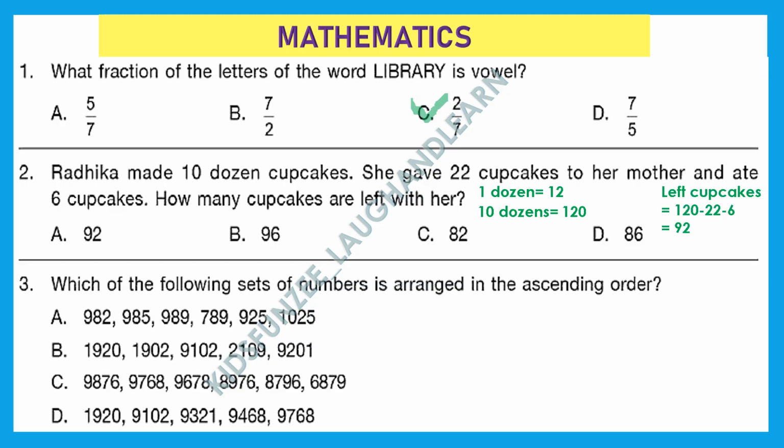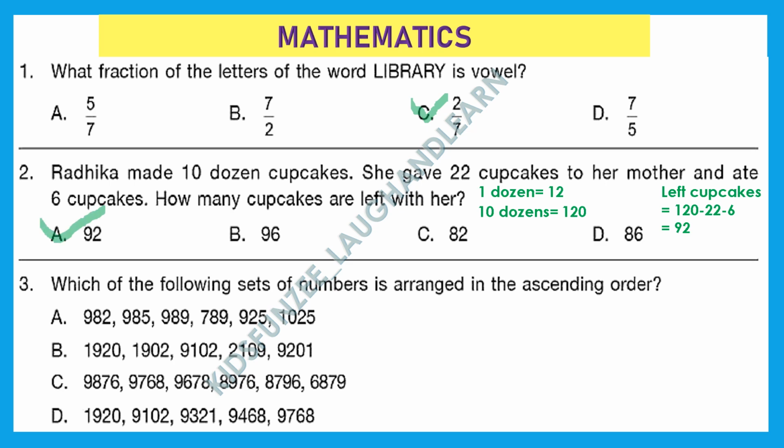And then she ate 6 cupcakes also. Minus 6. 120 minus 22 minus 6. This is going to be the number of cupcakes left with her, which is equal to 92. That's option A. Let's see the next one.